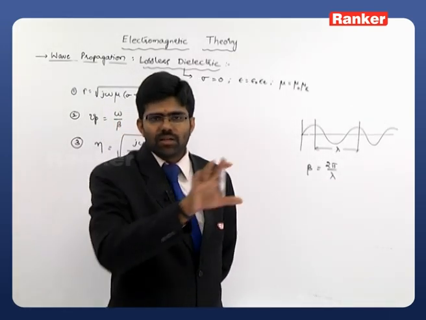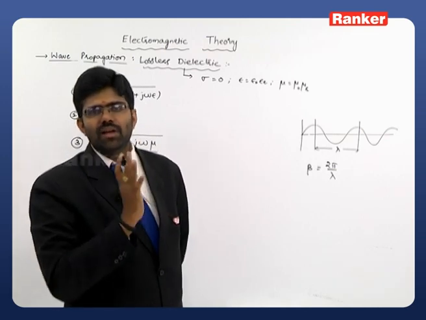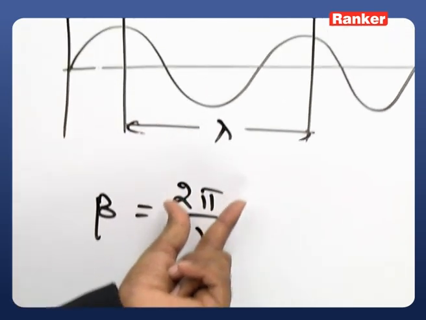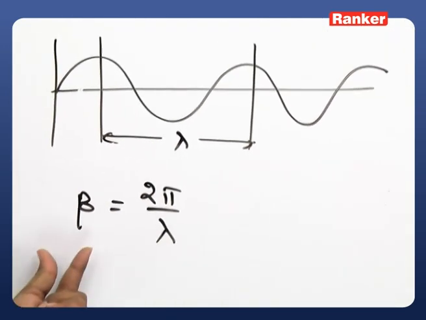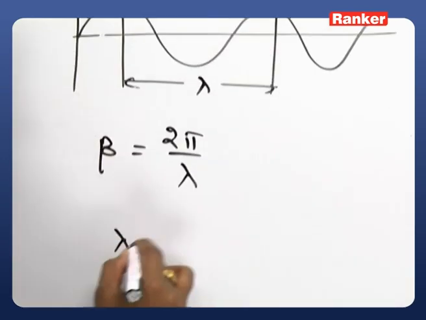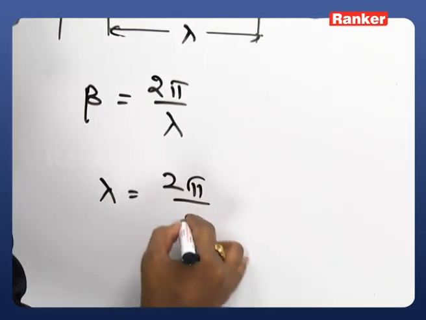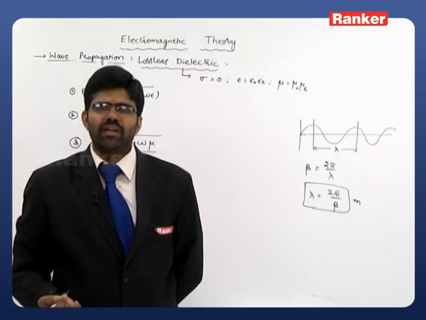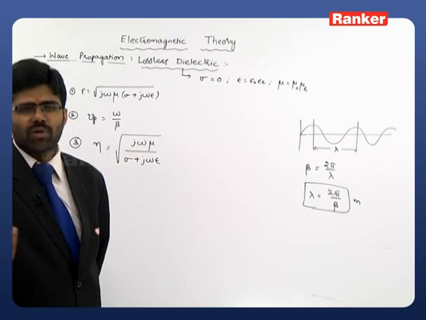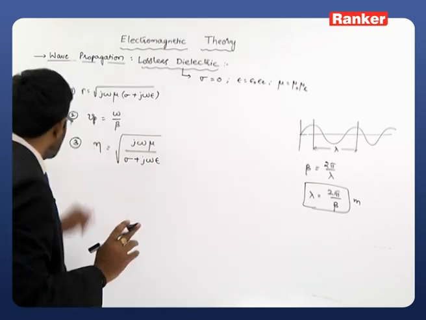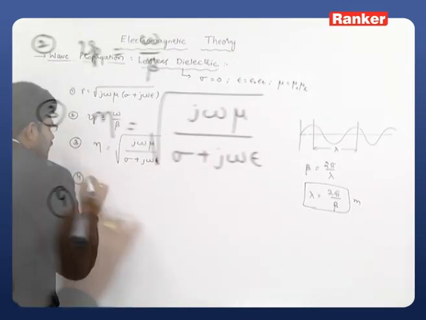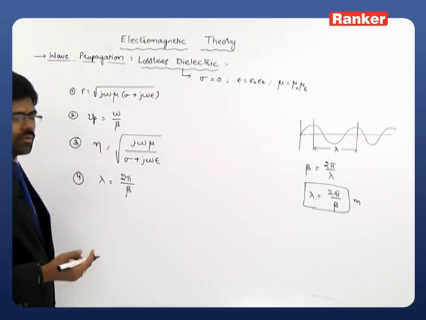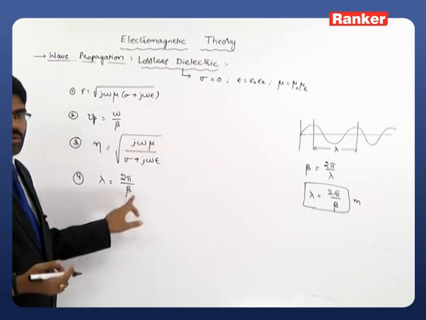The phase constant is the phase shift per unit length, so radian per meter. The phase shift attained is 2 pi for a distance of lambda. Therefore the wavelength can be written in terms of beta as 2 pi by beta. The units of lambda are meters, sometimes millimeters or nanometers, whatever it may be. So wavelength lambda is equal to 2 pi by beta. Whenever we get this beta, just substitute here to get the wavelength.